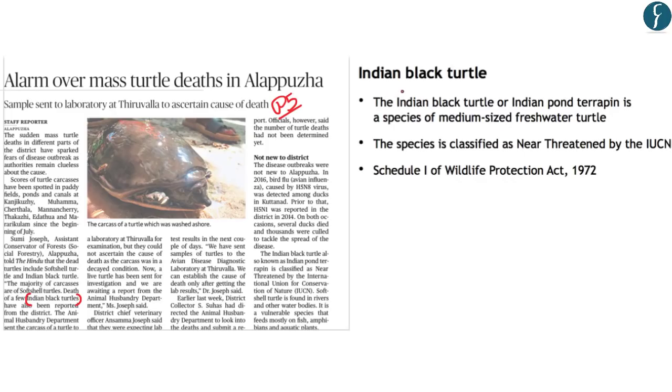Now the Indian black turtle or the Indian pond terrapin is a medium-sized freshwater turtle and is generally found around paddy fields, ponds and canals, or freshwater sources. Now the Indian black turtle is classified as near threatened in the IUCN list and is protected under Schedule 1 of the Wildlife Protection Act of 1972. So now hopefully you've understood the three basic facts with regards to the Indian black turtle from the perspective of your prelims examination.